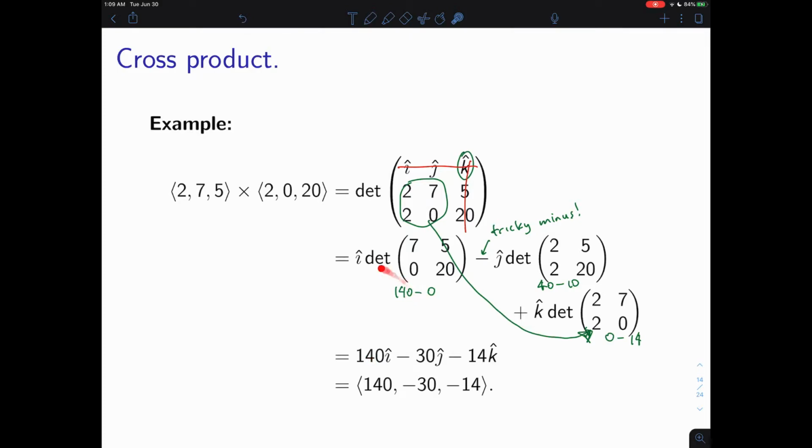And those are the results we're getting. I've got 140. That gets multiplied by I. 30 gets multiplied by J, but there's a minus, so I end up with minus 30J. And then minus 14 gets multiplied with K, minus 14K.